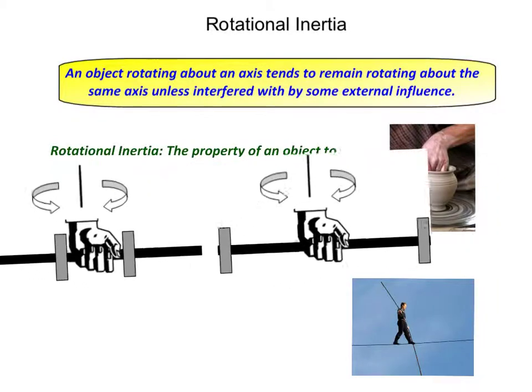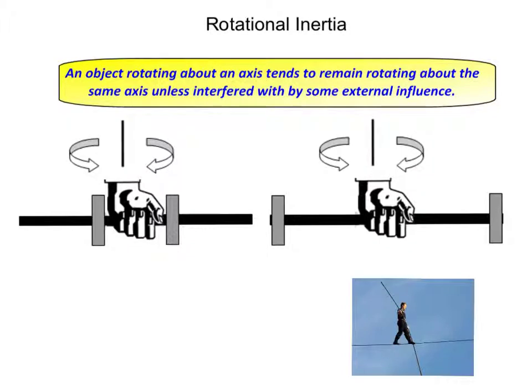For example, in this diagram here, we see that the mass distribution in the one on the left is more concentrated to the axis of rotation. This line indicates the axis of rotation. In this one, the mass is distributed further away from that axis of rotation. This side over here would be more difficult to rotate than this side over here.